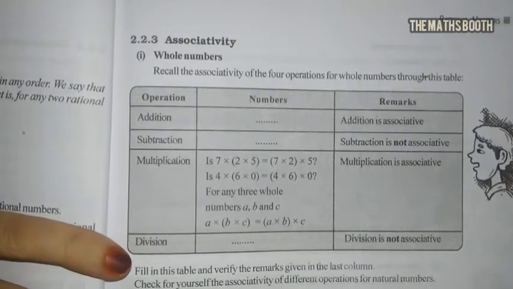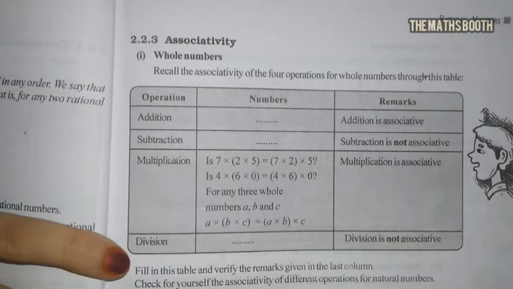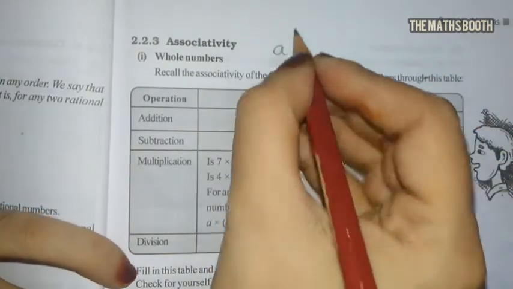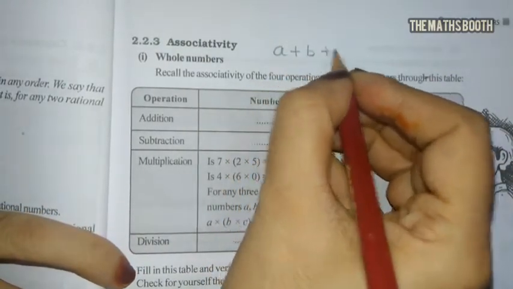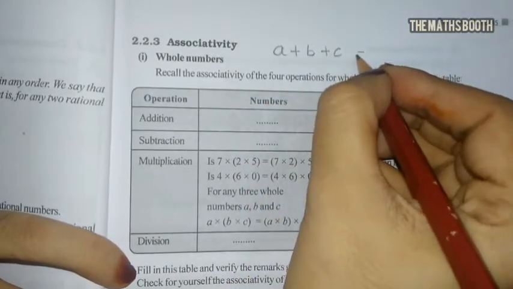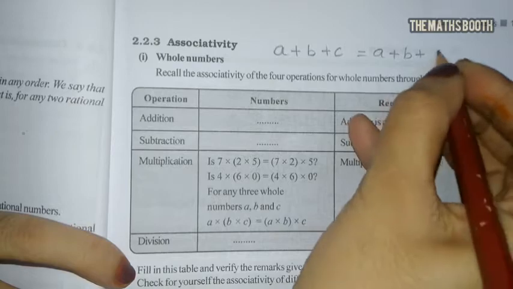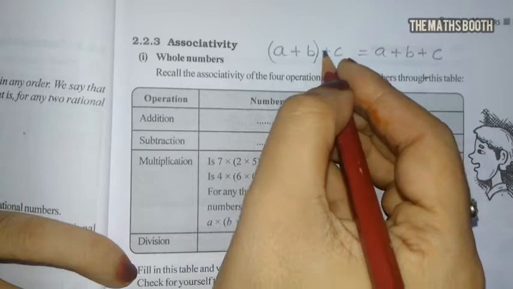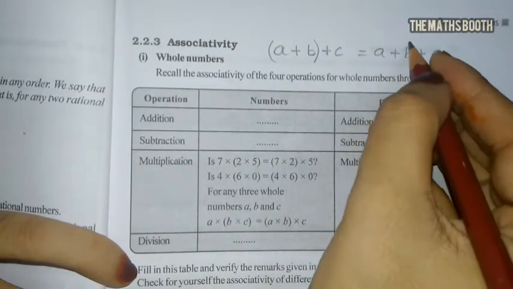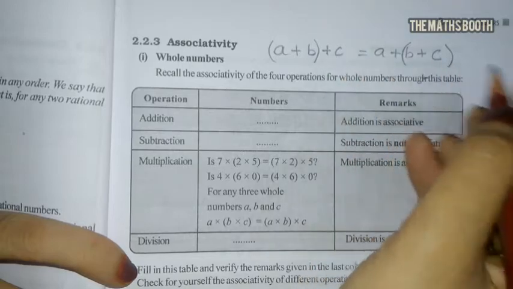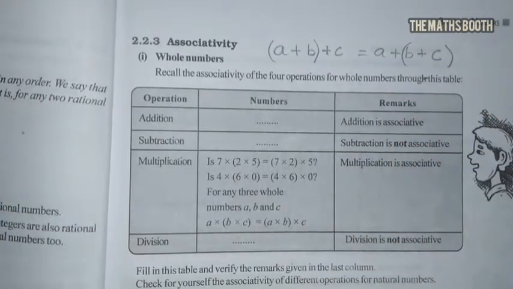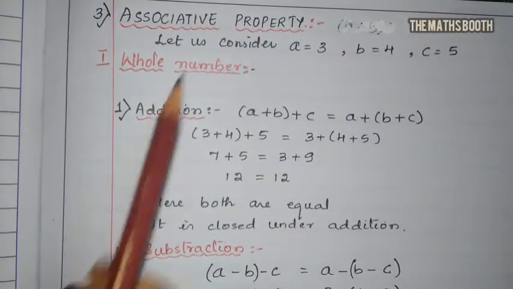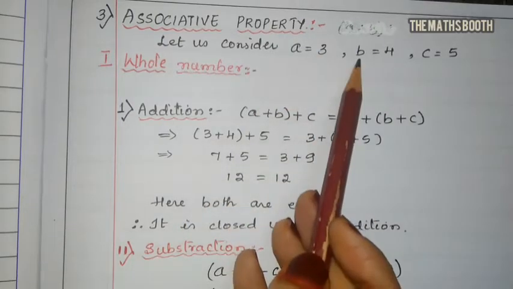First let us see what exactly the associative property is, and how it looks in a general form. In the associative property there will be three numbers. Let us consider a, b, c. For addition I have taken plus, so (a + b) + c is equal to a + (b + c). Two brackets will be there, so I'll show you here how we have to study this associative property. Okay.